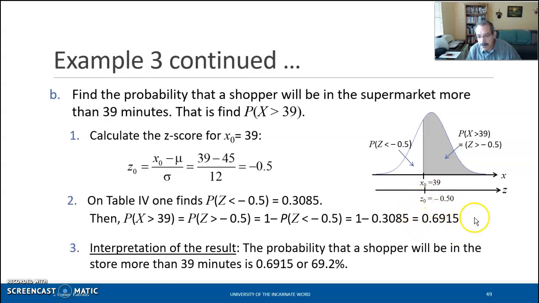So once you have this value, then you interpret. The probability that a shopper will be in the store more than 39 minutes is 0.6915, or 69.2%. So this is an example where we use the complement to find the probability we're looking for.